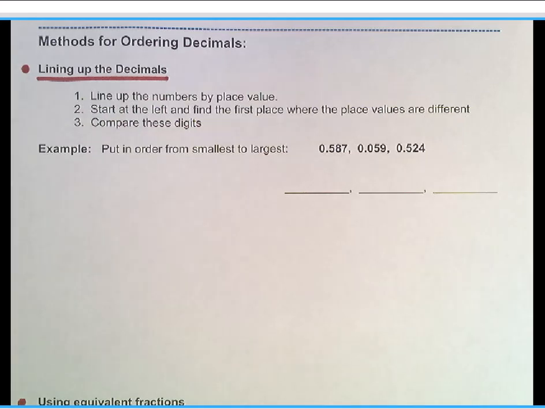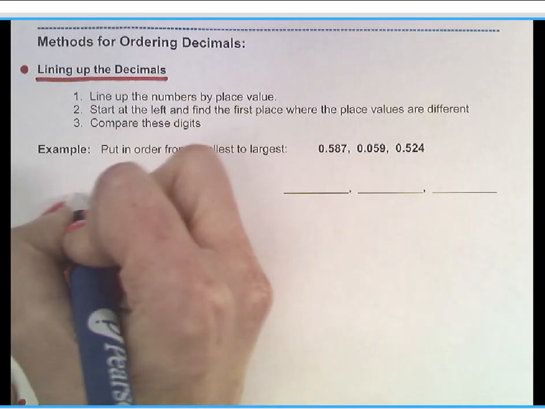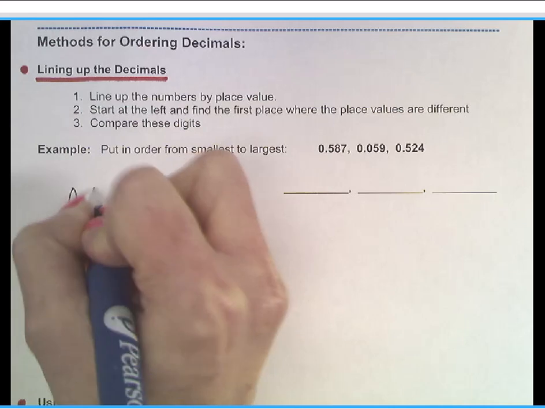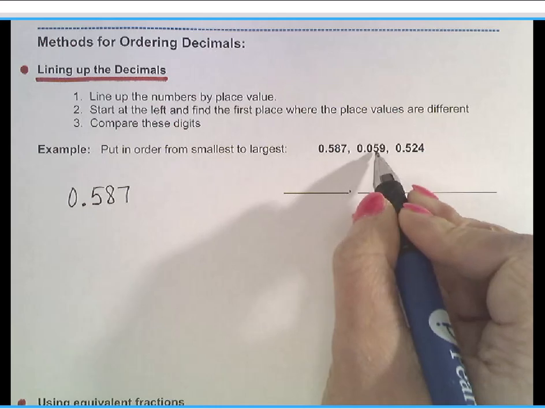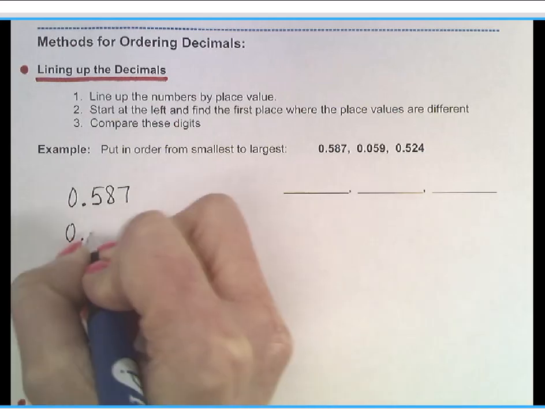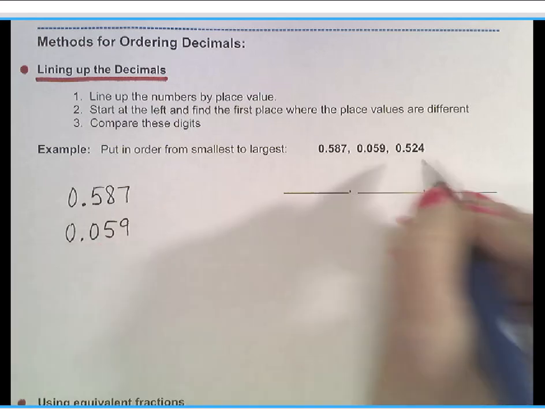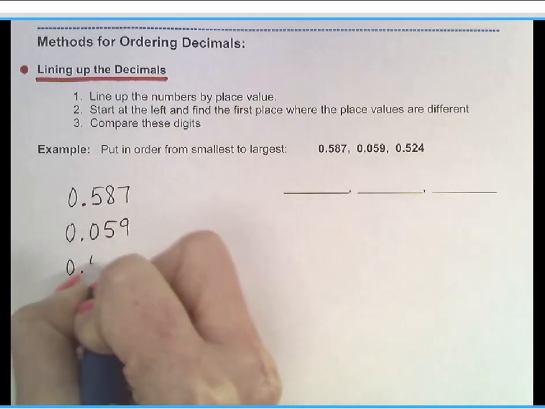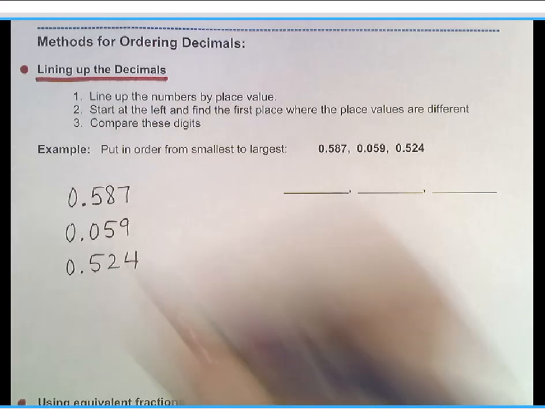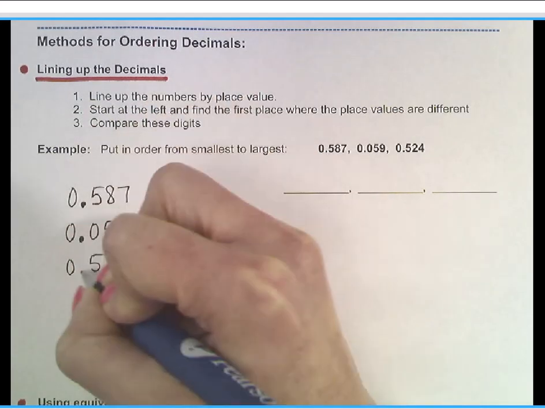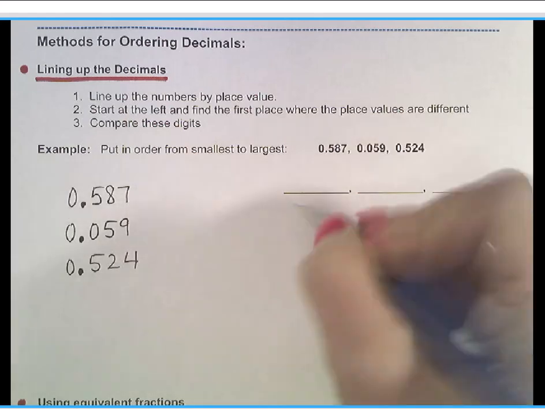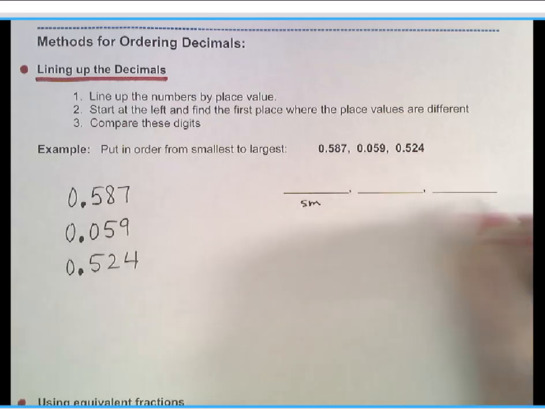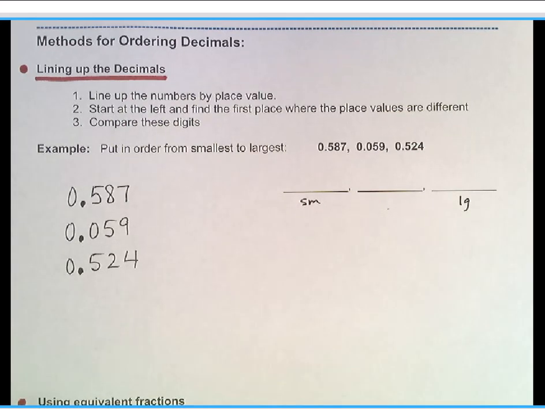So for this first example, I've just got three numbers in here. We're going to order them from smallest to largest. So I'm just going to write them down. I've got 587 thousandths. Then I have 59 thousandths. And then I have 524 thousandths. So you see how I stacked them up vertically? You want to line up your decimal points, and then you can line up your tenths, hundredths, thousandths. And we're going to go from smallest to largest, so the small will go on the left, large will go on the right, and medium will go in the middle.